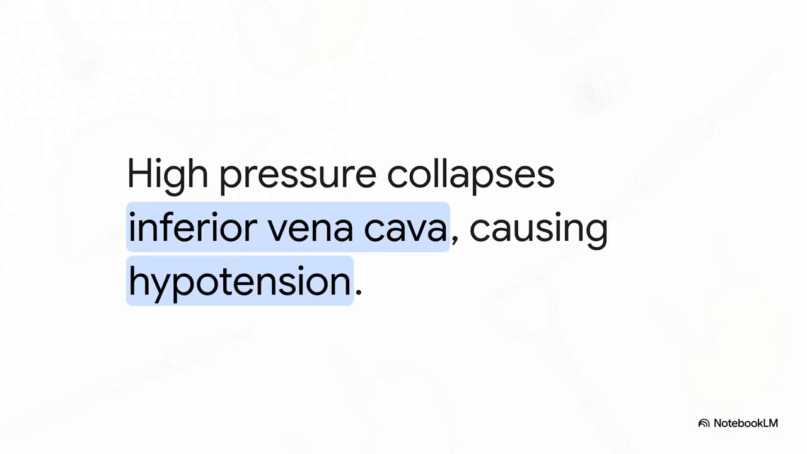Insufflating the abdomen with CO2 immediately increases intra-abdominal pressure. If those pressures rise excessively, the high pressure literally collapses the low-pressure intra-abdominal veins, specifically the inferior vena cava. This restricts venous return to the heart, leading to a massive sudden drop in cardiac preload, decreased stroke volume, and systemic hypotension. That hypotension is exactly what triggers the compensatory sinus tachycardia.